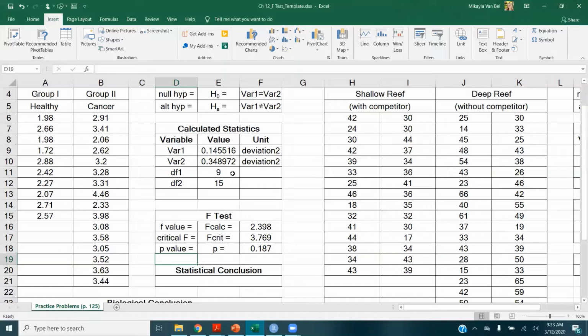And we get a p-value of 0.187. When we compare the F-calc value to the F-crit value, we see that F-calc is less than F-crit. This tells us to accept the null hypothesis. The F-calc value is not more extreme than the crit value. When we look at the p-value, it is greater than alpha. Alpha was 0.05. This also tells us to accept the null hypothesis. That is our statistical conclusion. Accept null hypothesis.